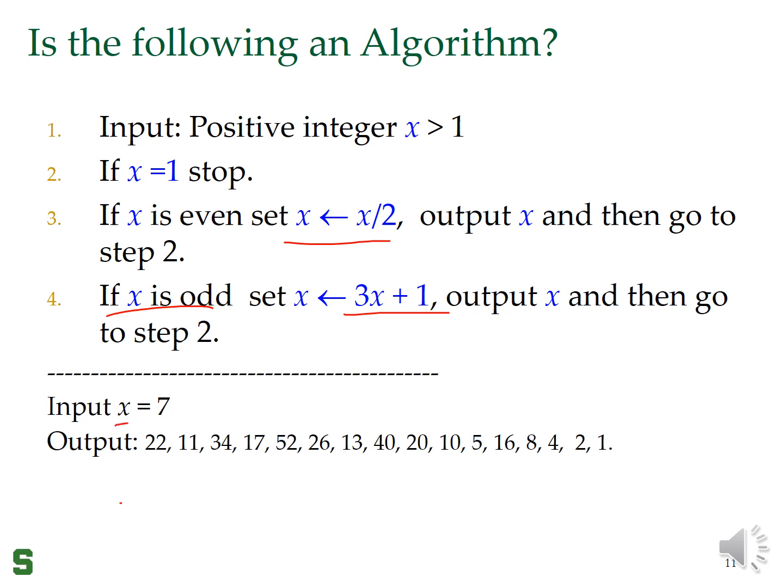So let's look at an example. If I have input x equal to 7, that's odd. So multiply by 3 and add 1, that will give me 22. Then this will give me 11. 11 is odd, so multiply by 3 and add 1, so that's going to give me 34. And if we keep going, eventually we come to 1, at which point we stop. Now the question is, is this something that will happen all the time, or for certain inputs will this not happen?